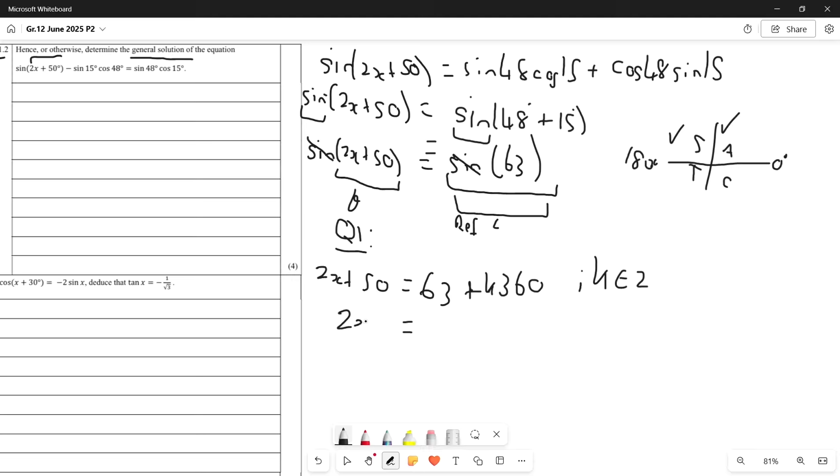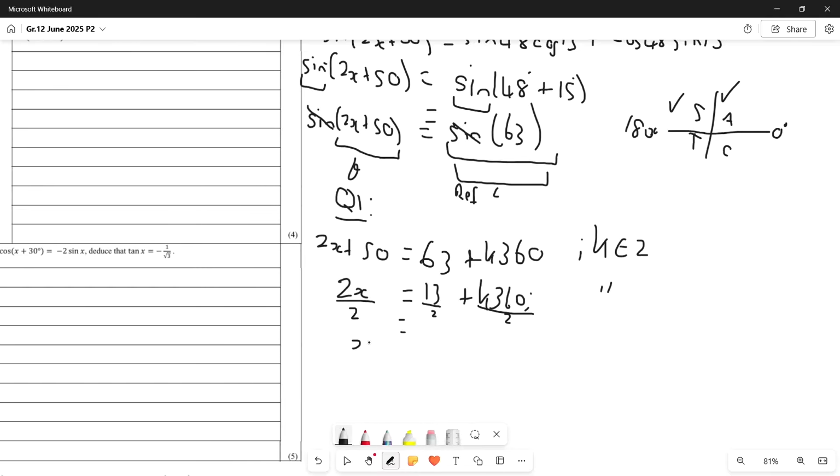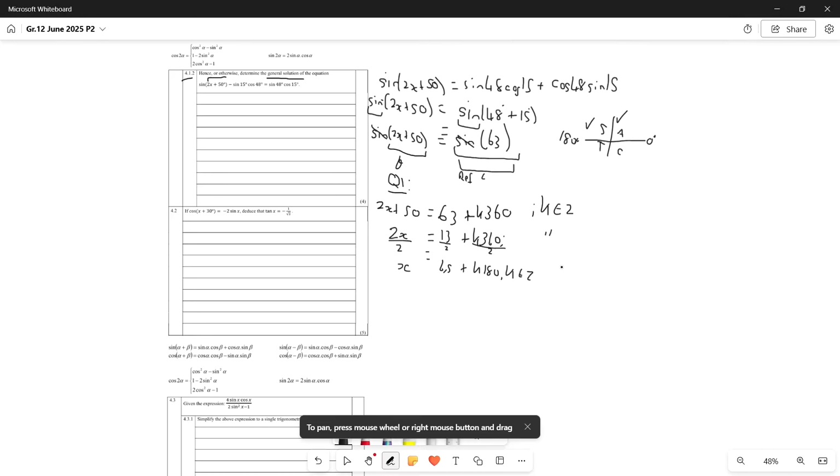So we're going to keep the 2x here. We're going to take the 50 over, which means we have 63 minus 50 is 13 plus k 360, k is an element of Z. Divide by 2, and we have to divide this by 2 and this by 2. And that's why we don't try and solve for the angle up here, because otherwise we might not do a reduction of the period. So 2x divided by 2 is x. 13 divided by 2 is 6.5 plus k 180, k is an element of Z. And then this was quadrant 1.